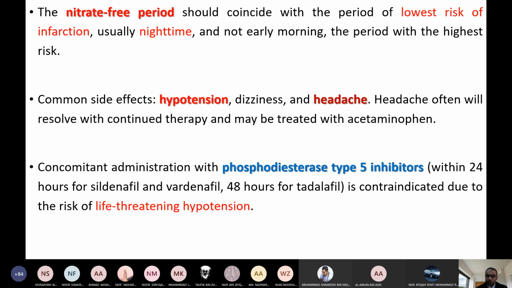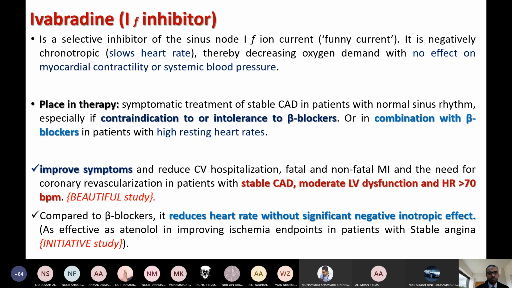The common side effect, of course: nitrate is a vasodilator. Vasodilator means hypotension. Vasodilator means headache. So this one is very common. And of course, for those receiving other vasodilators for other indications, like maybe erectile dysfunction, this can have an additive vasodilating effect, and severe hypotension can happen.